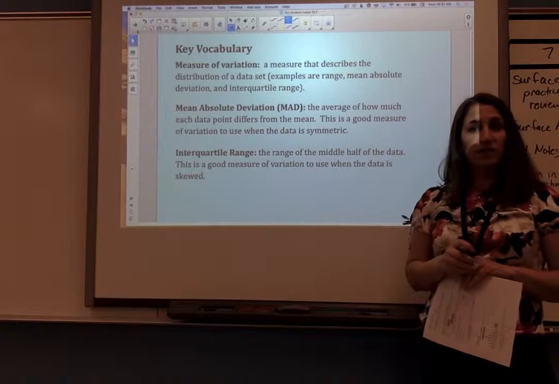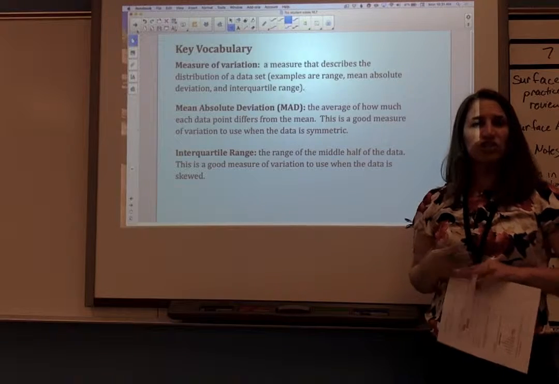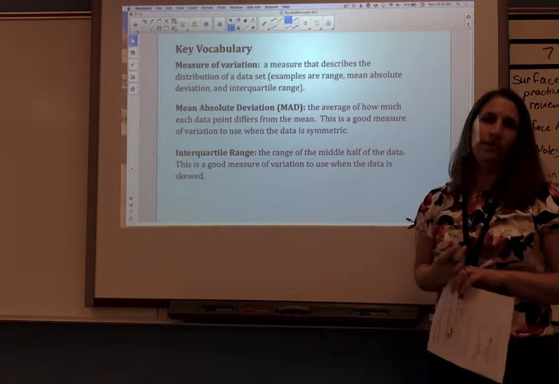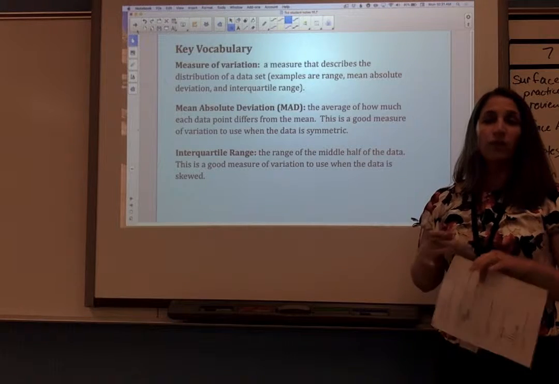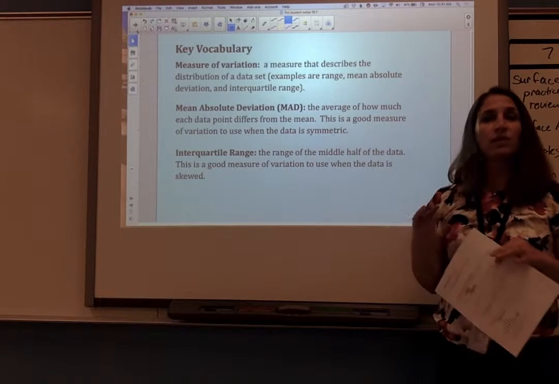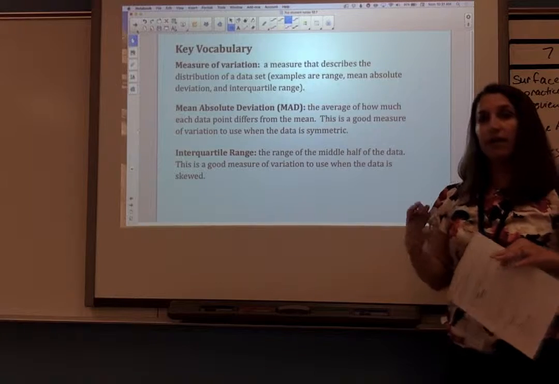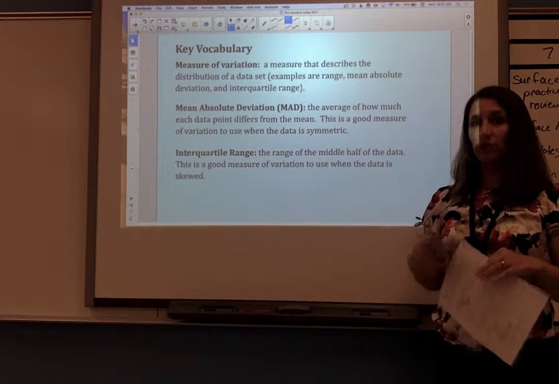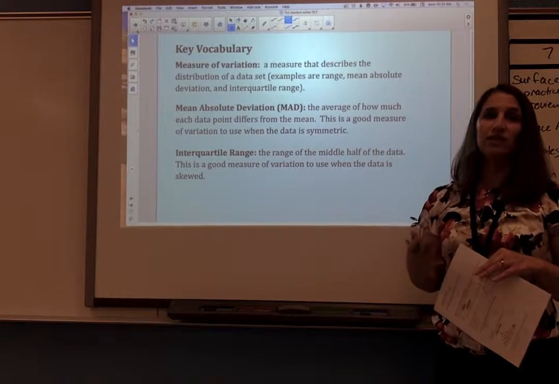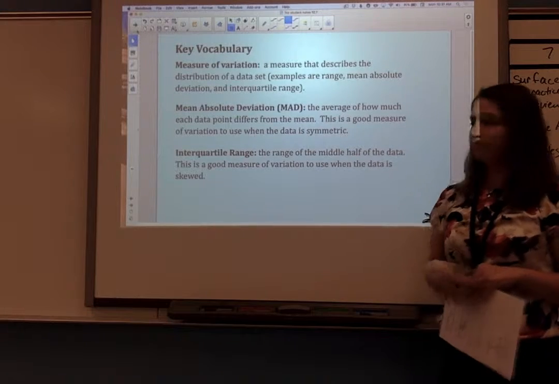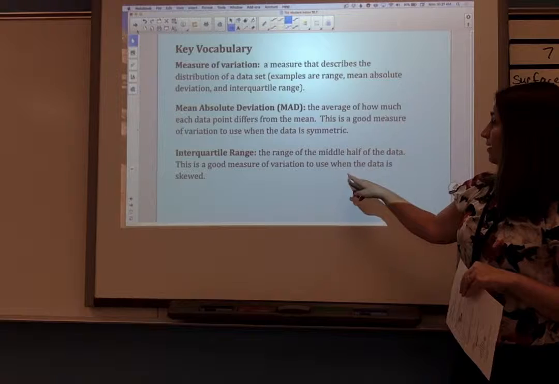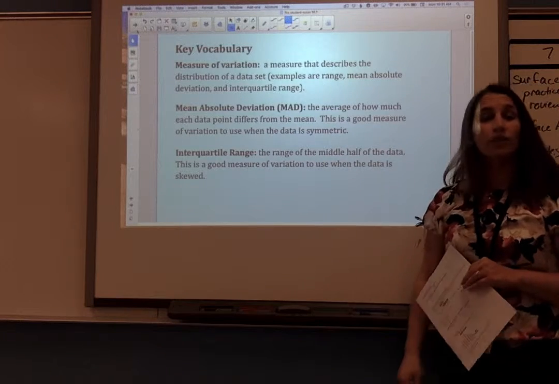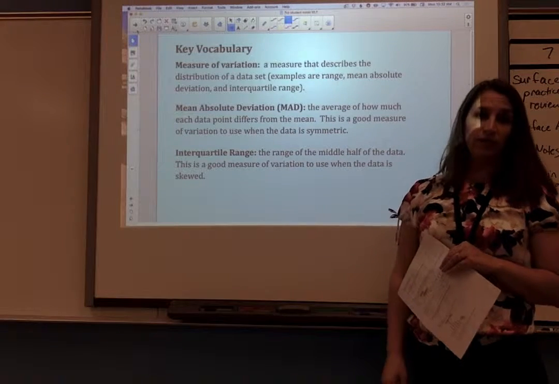Mean absolute deviation is the average of how much each data point differs from the mean. This is a good measure of variation when the data is symmetric. So with a symmetric sample of data, the mean is a good measure of center, and the mean absolute deviation is a good measure of variation. If the data is skewed, interquartile range is a better measure of variation.